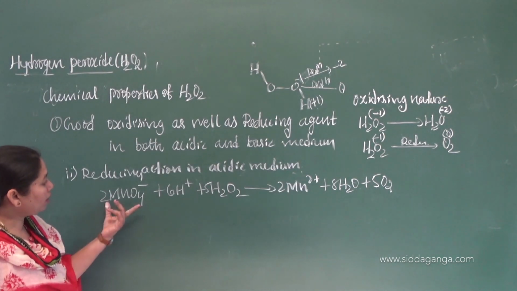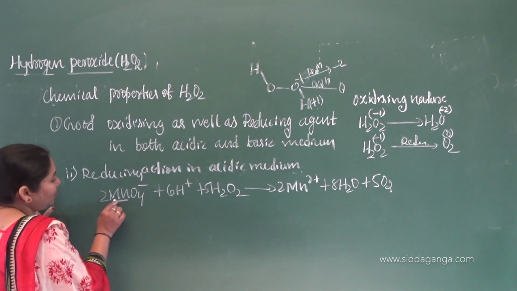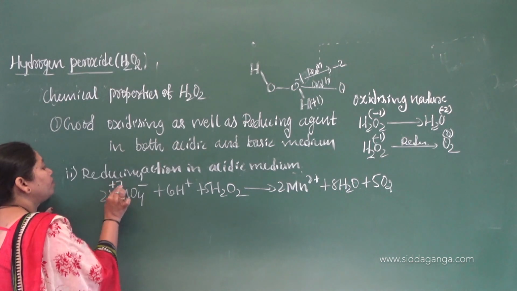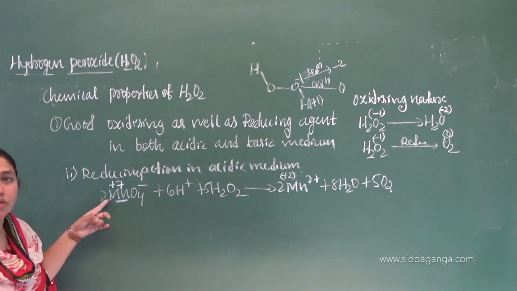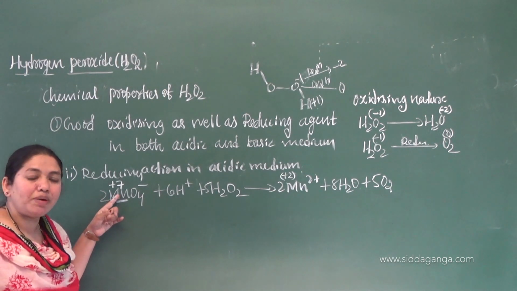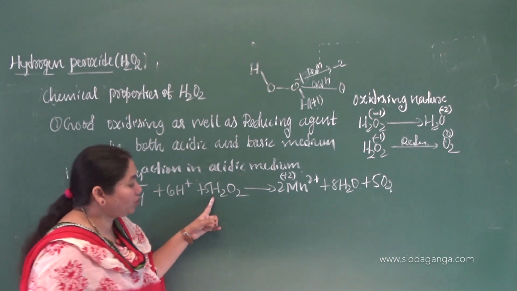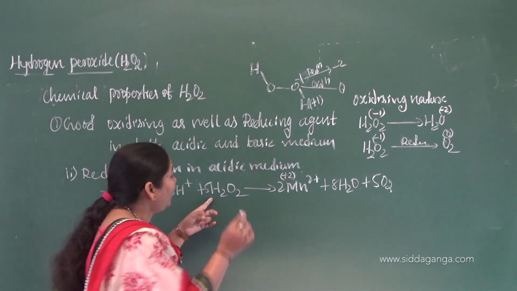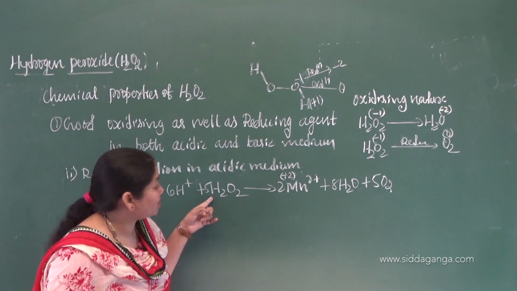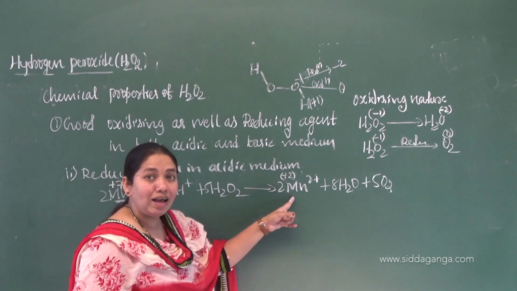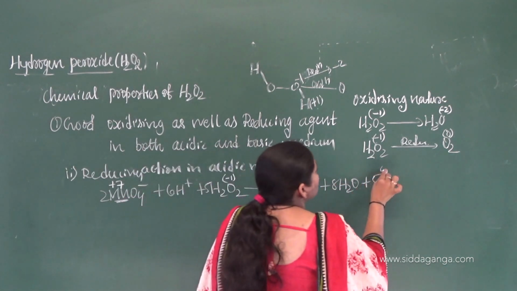Look at this one. The permanganate has been converted into Mn2 plus. If you observe, the oxidation number of Mn is +7 and it has been converted to +2. What is the meaning of this? Oxidation number has decreased, right? It is undergoing reduction. Who is reducing this one? Hydrogen peroxide. What happens to the hydrogen peroxide? It itself gets oxidized, because it is acting as a reducing agent that reduces others and oxidizes itself. How come? Oxidation number is -1 and becomes 0.